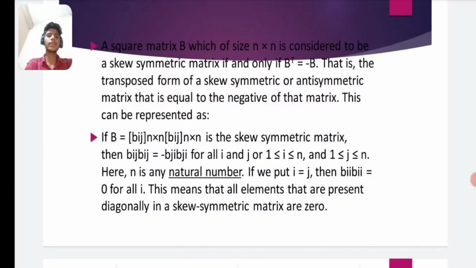This can be represented as: if B equal to Bij, m into n, is a skew symmetric matrix, then this is the example. Here n is a natural number. If we put i equal to j for all i, this means that all elements that are present diagonally in a skew symmetric matrix are 0.